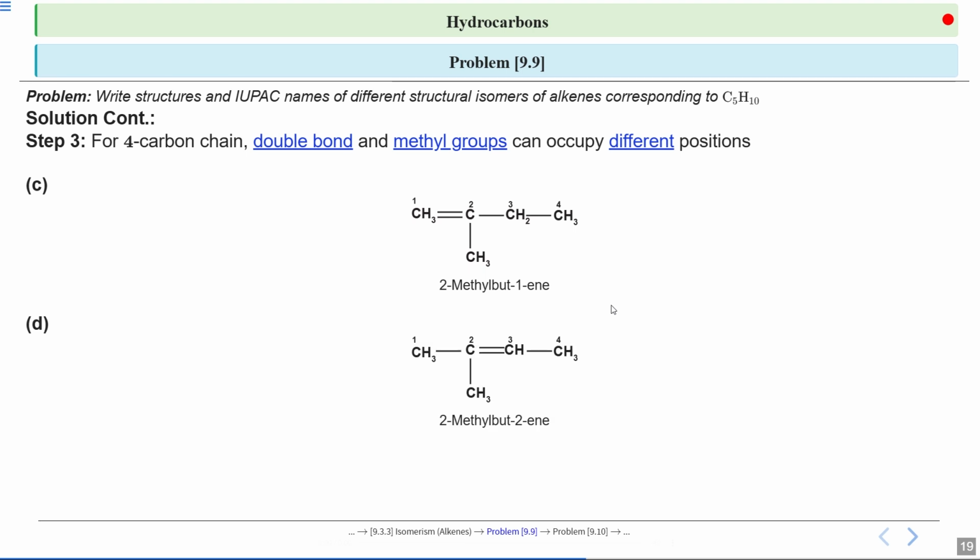Now we have another isomer, which is 2-methylbut-2-ene. In this structure, the double bond is between the second carbon and the third carbon atom, and the methyl group is also attached to the same second carbon where a double bond is there. This slight change in the position of the double bond can create a different isomer with a different name.